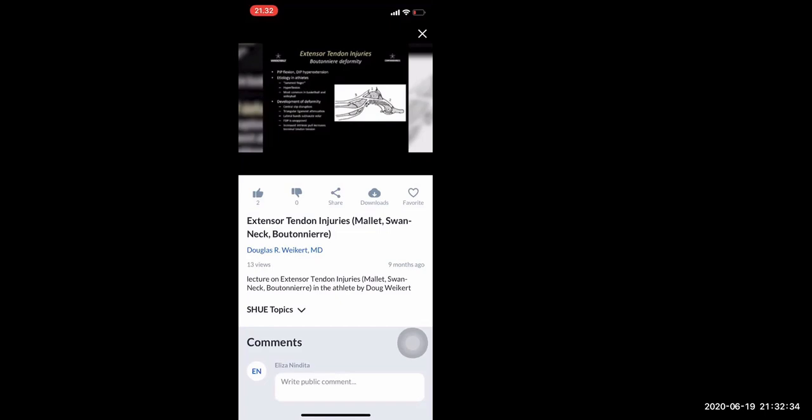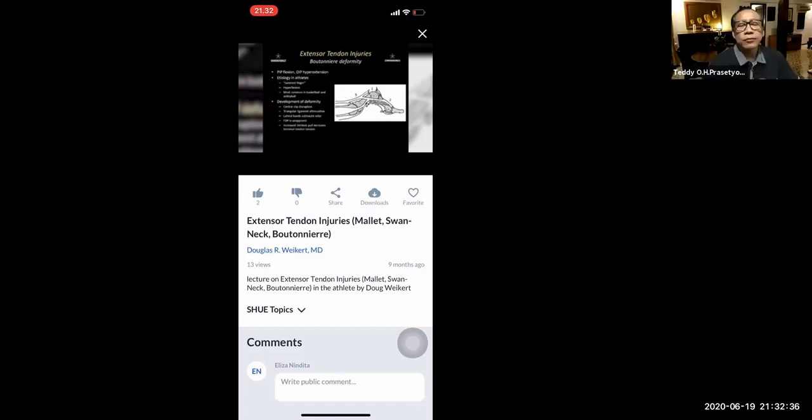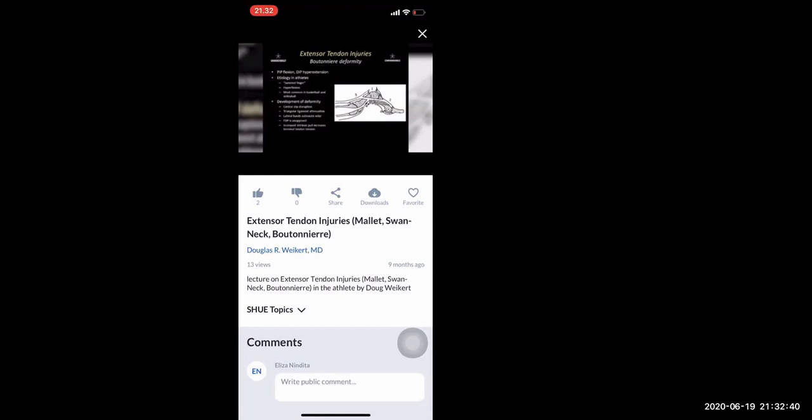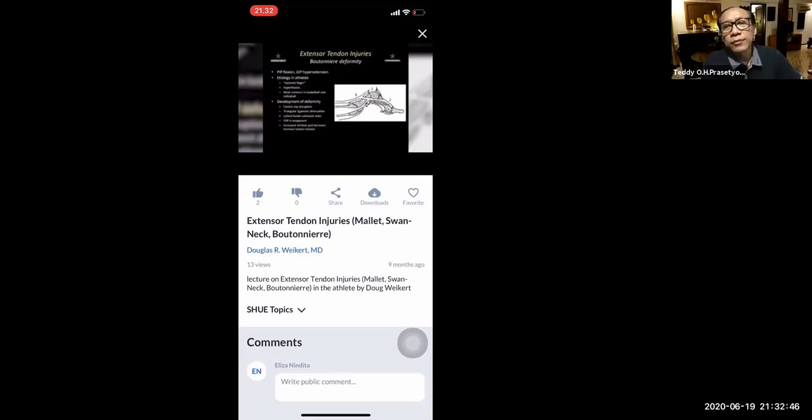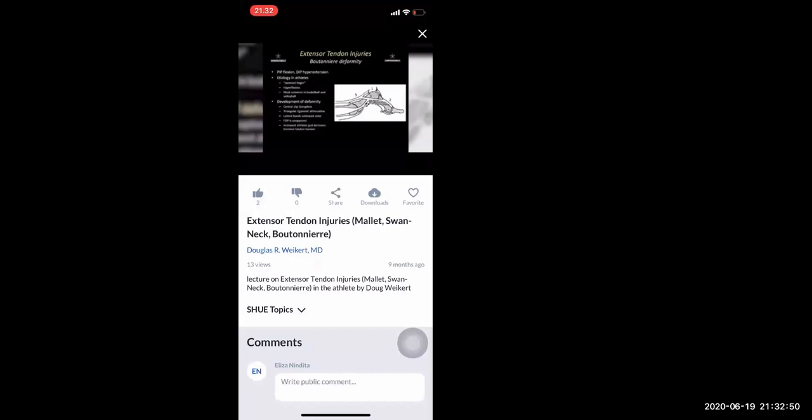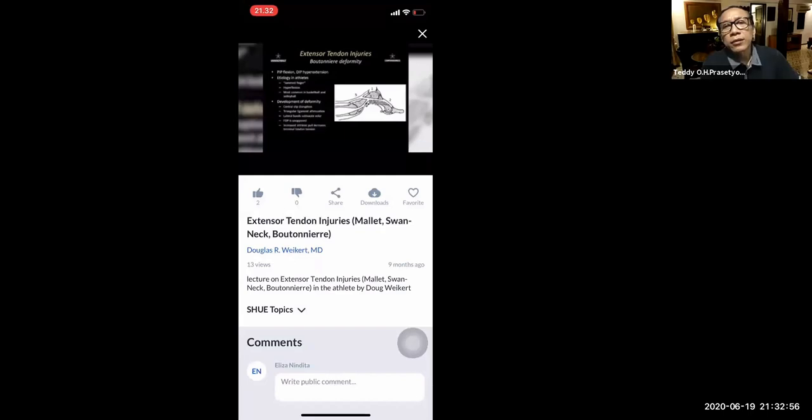But it's a hyperflexed injury. It's common in football and basketball. So in this case, the central slip is disrupted along with usually the triangular ligament. And if the triangular ligament is in fact disrupted, then that means the lateral bands are now free to migrate palmar to the axis of the joint.